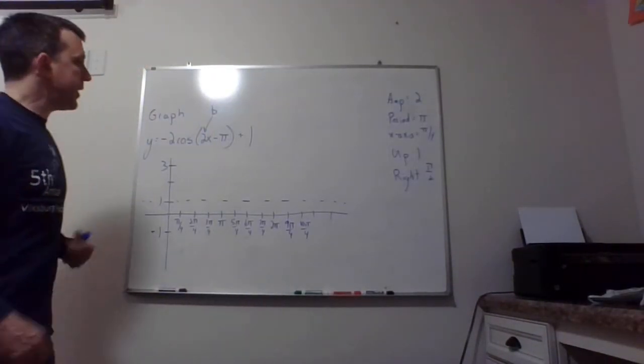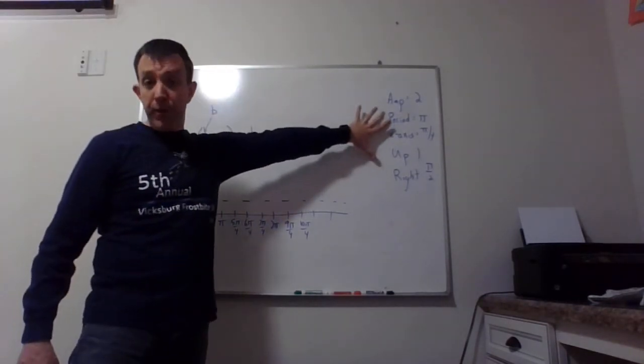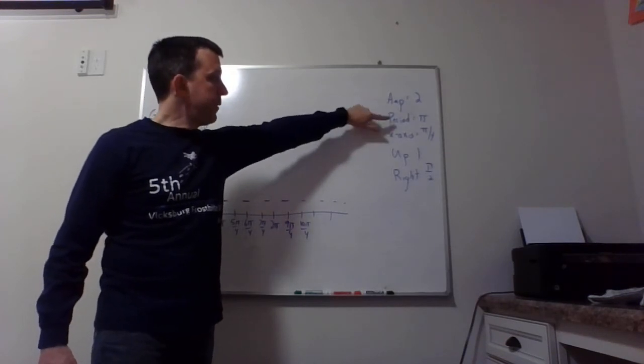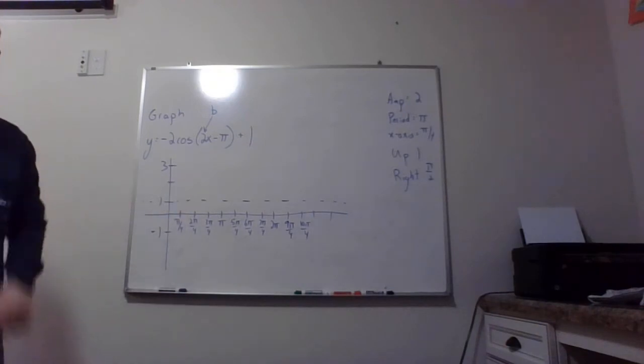Okay, so I'm ready to make my graph now. You'll see I still have my equation here. I moved all the pertinent information that we had on that last board over here to the right, so you can see my amplitude, period, x-axis, and all that kind of stuff. All right, so I've started making my graph.